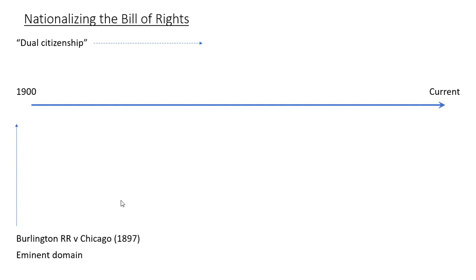And this was a case where Chicago took some of Burlington Railroad's property, and Burlington Railroad took it to court, and it went all the way to the Supreme Court, and this time the Supreme Court ruled against Chicago and ruled in Burlington's favor and said that, sorry Chicago, or in this case Illinois, because Chicago is a city of Illinois, they said, sorry state of Illinois, you can't do that.